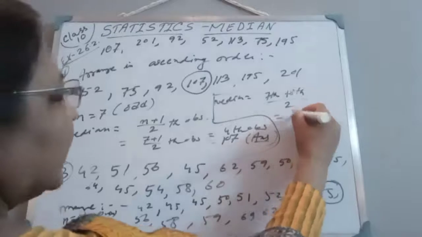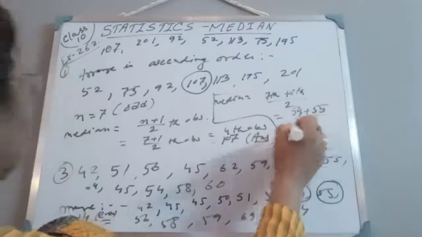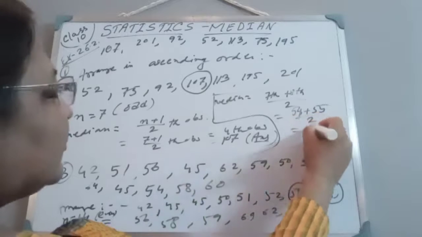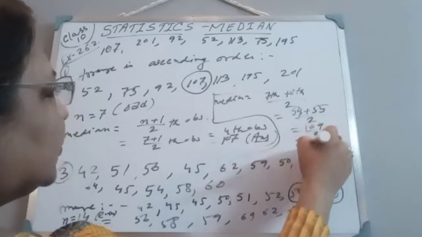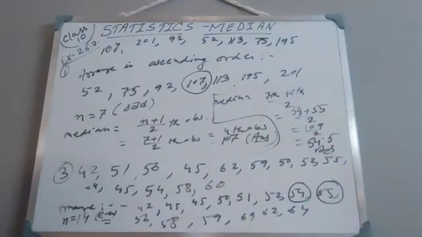Okay, so let us add these two. 54 plus 55 divided by 2. So it's coming 109 by 2. So it will be 54.5. This will be the answer. So this is the answer for sum number 3. The median is 54.5.